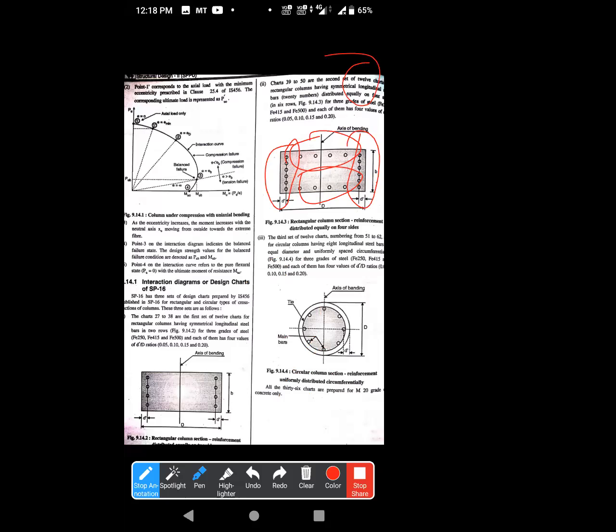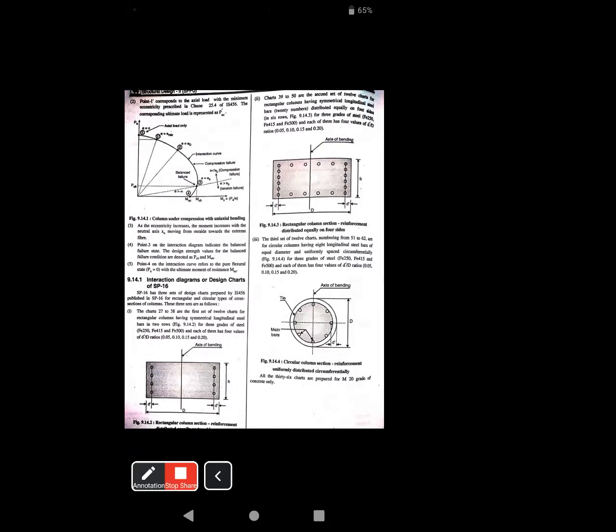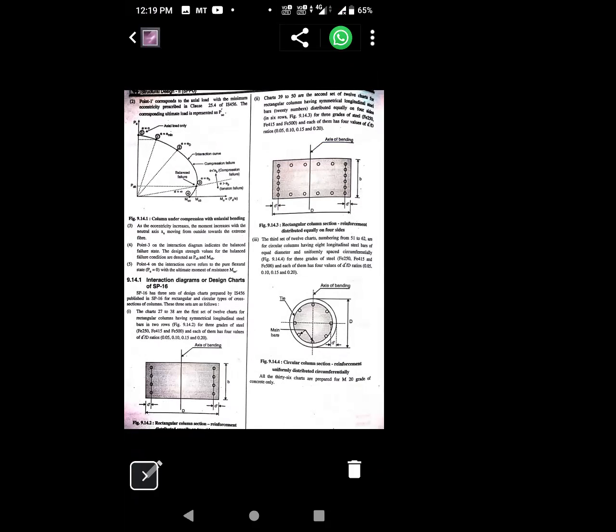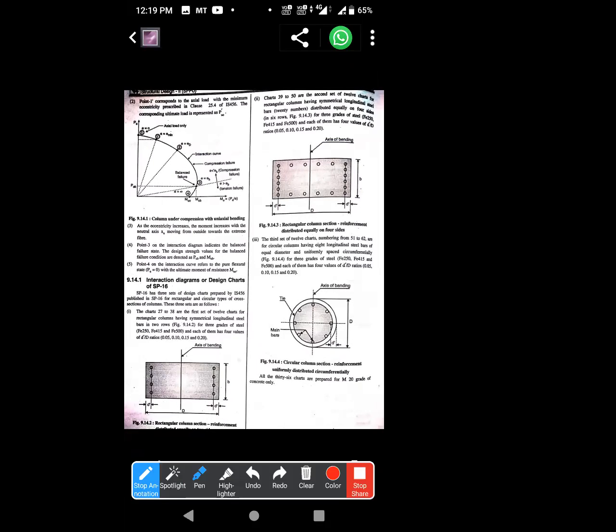Okay, and rectangular columns having symmetrical longitudinal steel bars, 20 numbers distributed equally on four sides in 6 rows. Example, okay, in this figure it is provided with you. Now it is used for three grades of steel, and similarly for four different ratios of d dash upon d.